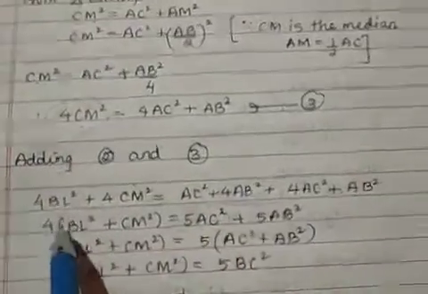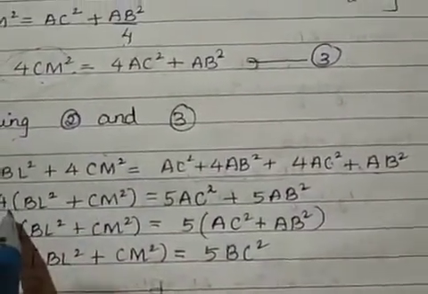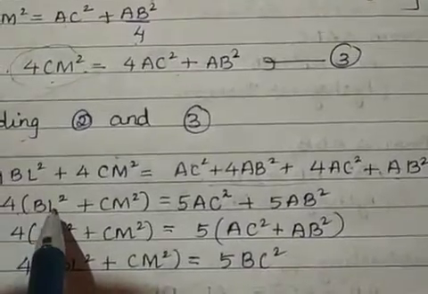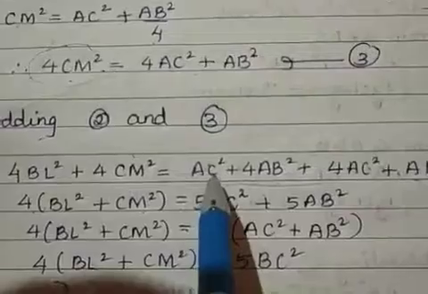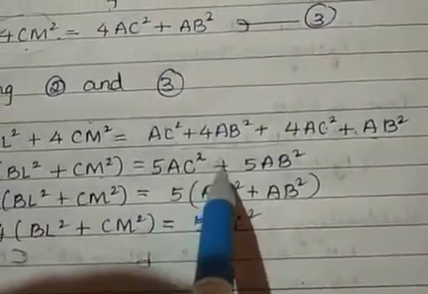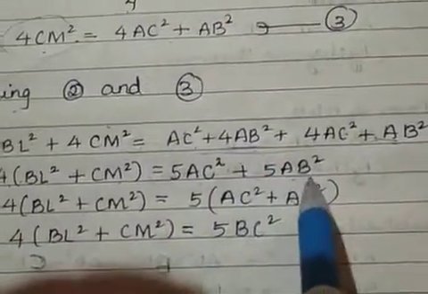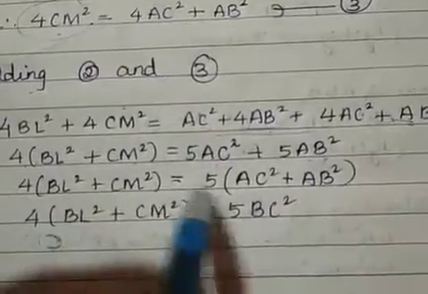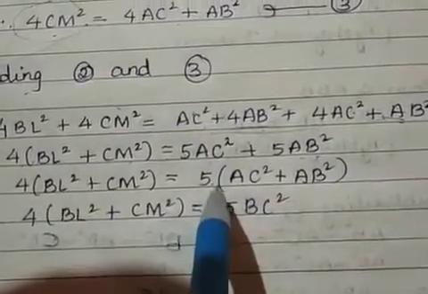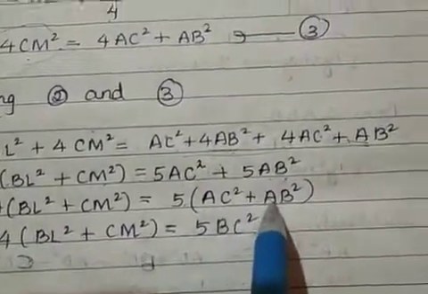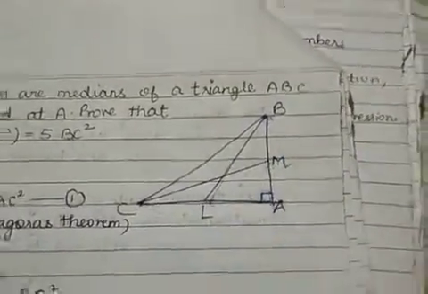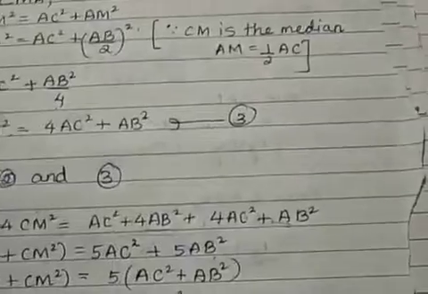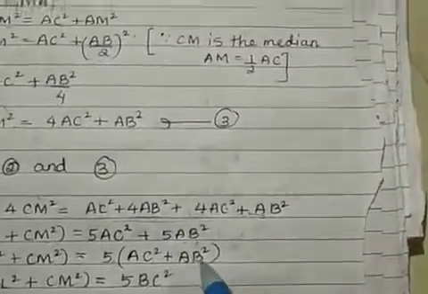So from the left hand side I can take 4 common. So 4 times BL square plus CM square is equal to 4AC square plus AC square is 5AC square plus this is 5AB square. Okay, so again here 5 can be taken common. So 5 times AC square plus AB square. Sorry, not BC, AC square plus AB square.